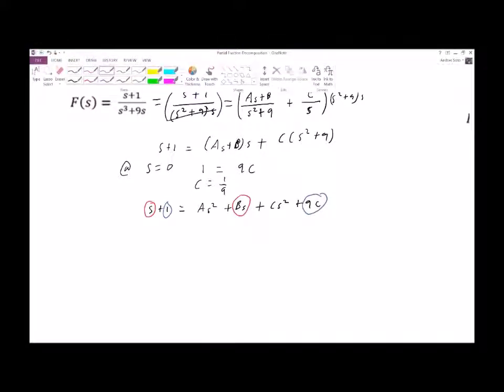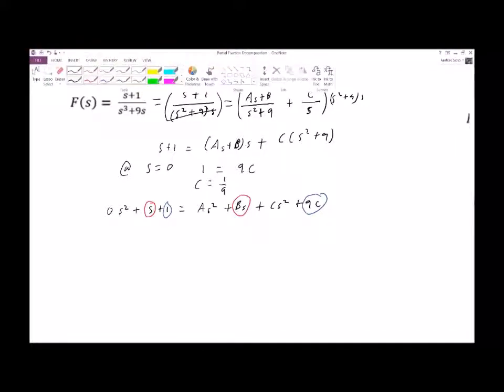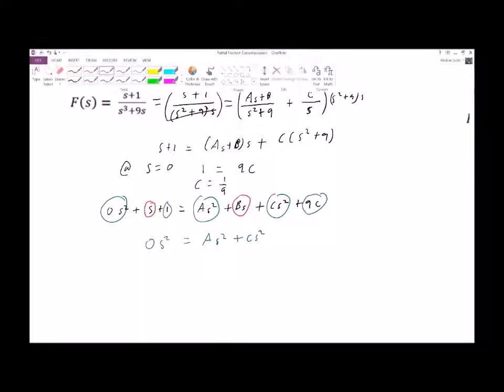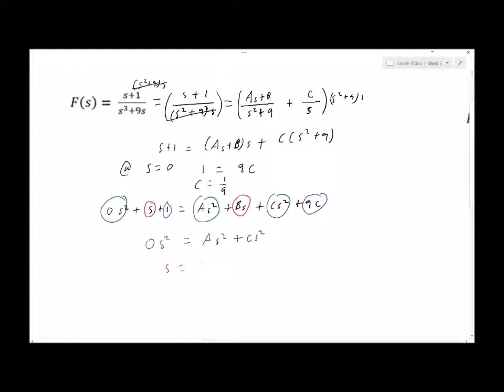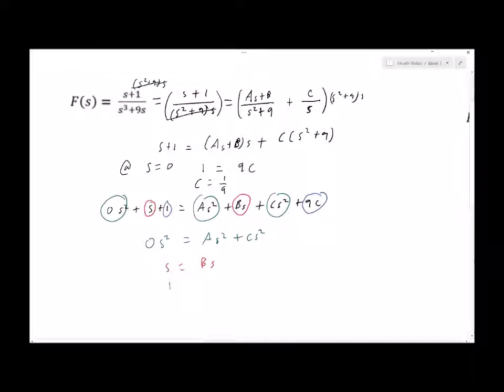Now you don't see an s squared on this side, but technically there is a 0s squared. All these are set equal to each other. So we have 0s squared equals as squared plus cs squared, because those are the only terms with s squared. Then s equals bs, and lastly we have 1 equals 9c. If you see, we've got the same answer: 1 equals 9c, or c equals 1/9.